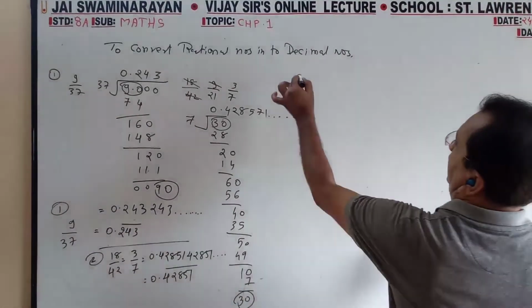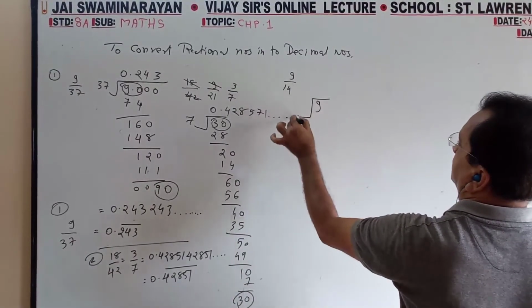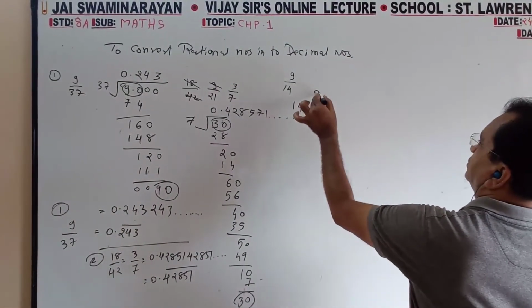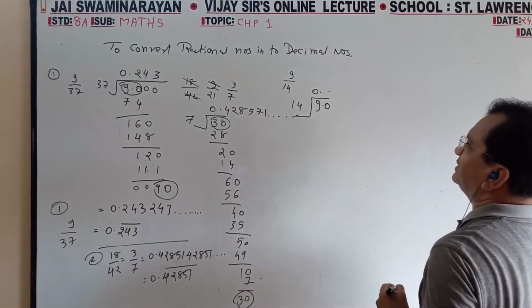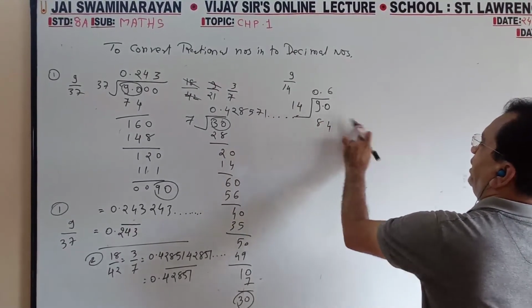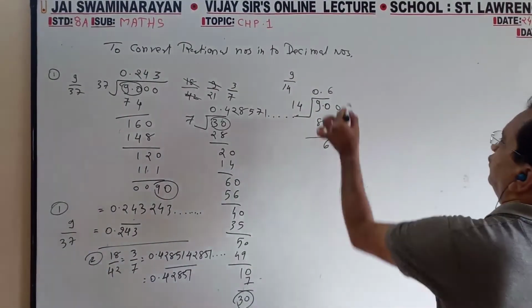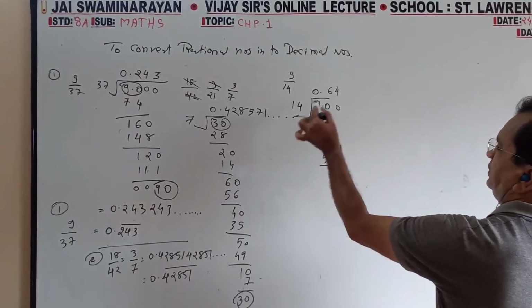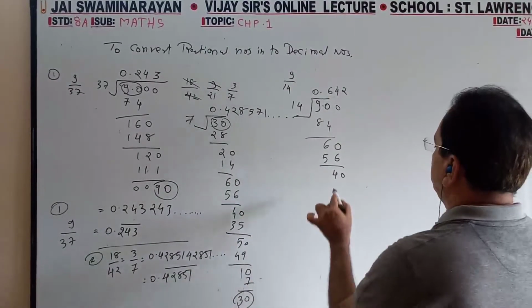Now the next number given is 9 by 14. So 14 divides the 9. 14 ones are not possible, so 0.2. Okay. So 6 is 84. So 6 remains. Again 0. Next 14 fours are 40. 14 twos are 28, because 3s are 42.